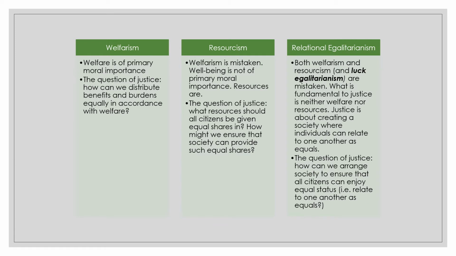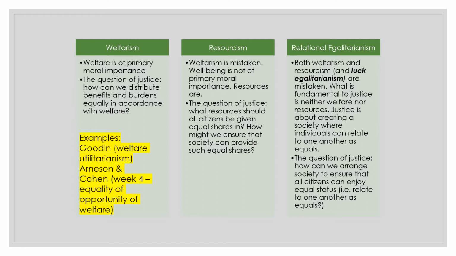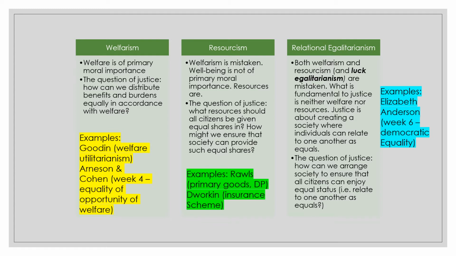So we've already seen, I already sort of discussed this actually, about the three views: welfarism, resourcism, relational egalitarianism, and how they all relate to one another. The three major views. And then we've discussed Godin, Anderson, Rawls, and Dawkins. And then, of course, in this week, we're going to talk about Elizabeth Anderson.